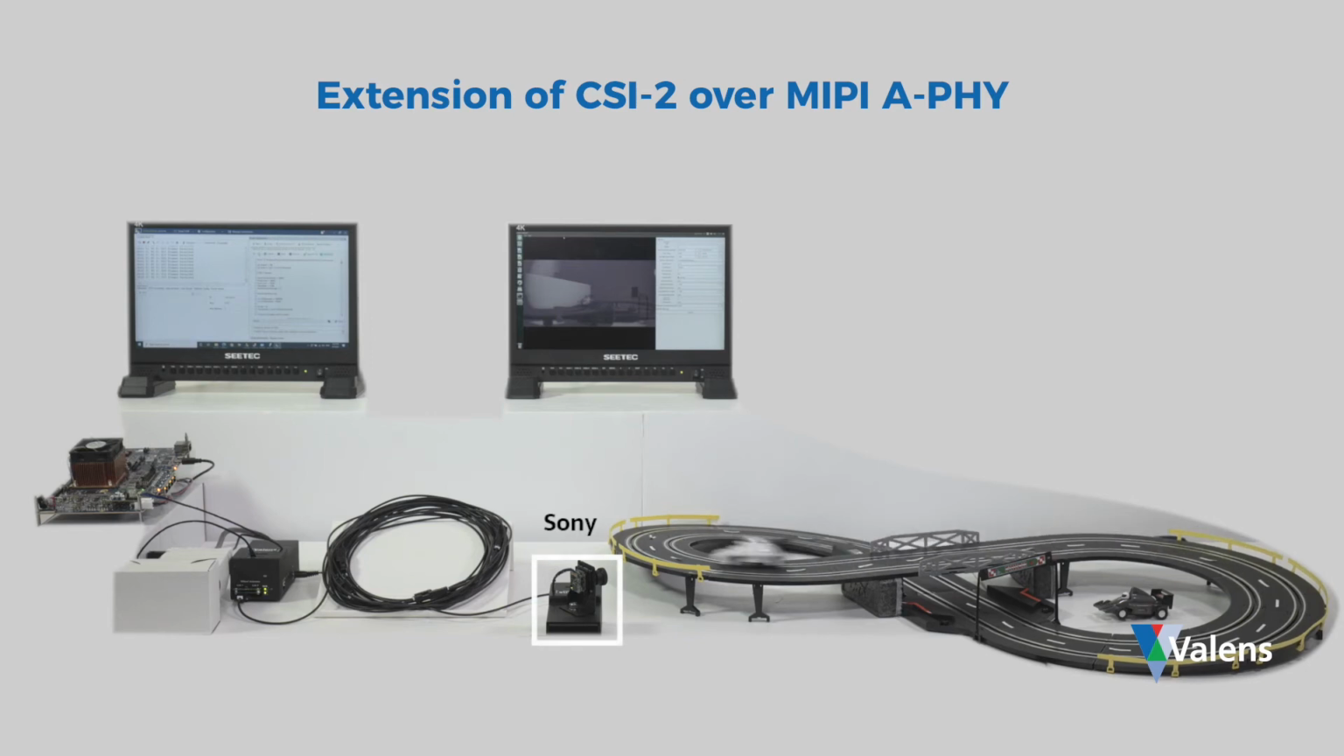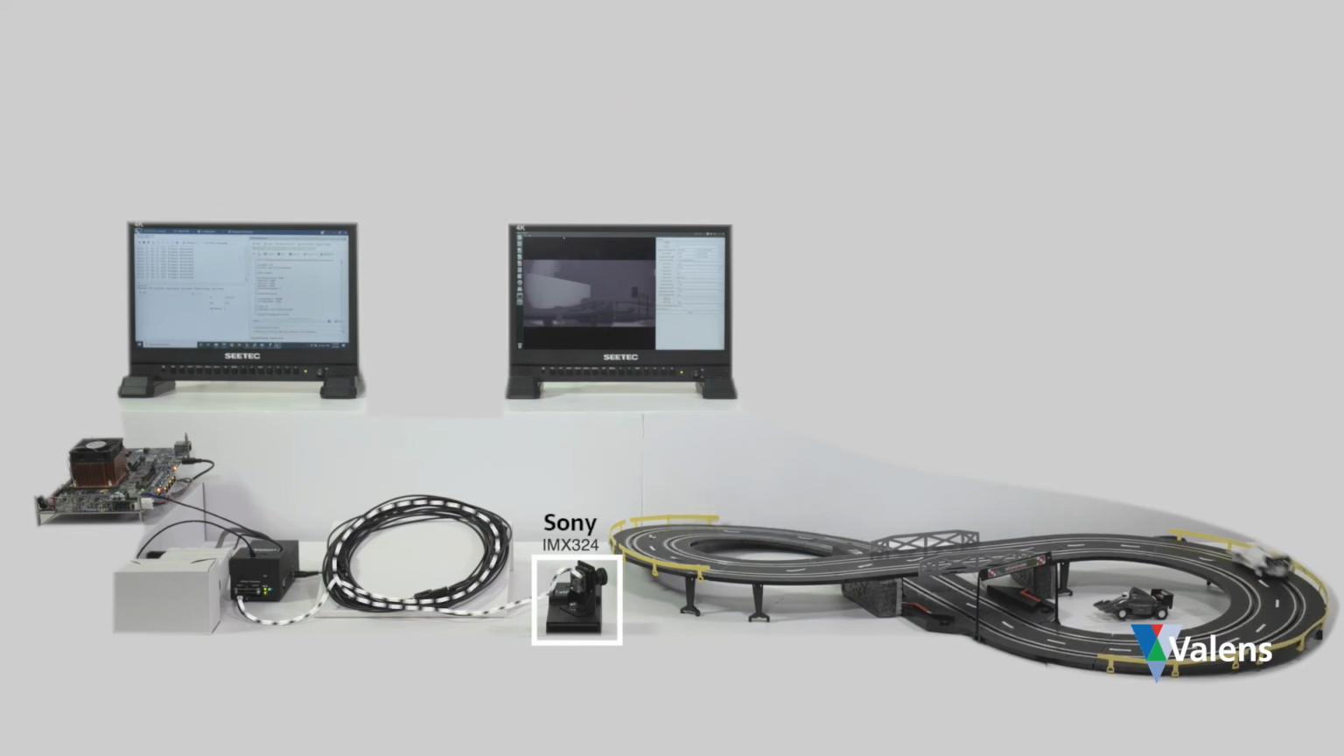All right, let's start at the beginning. A CSI2 data stream from an 8-megapixel Sony camera. Now, in order to extend this data stream, we're going to connect the camera to MIPI A-PHY standard chipsets. As these are still currently in development, we'll show you how this works via a proof of concept.